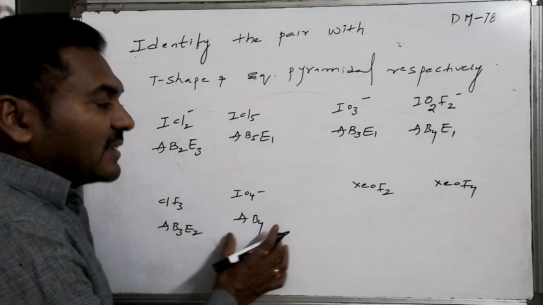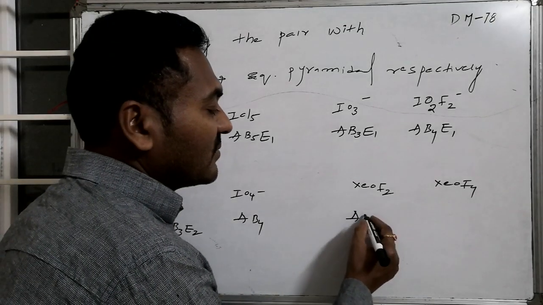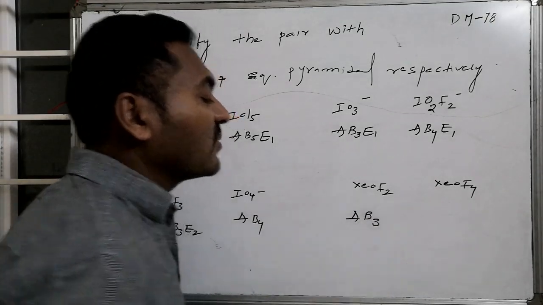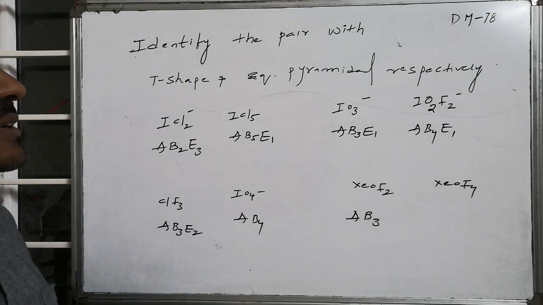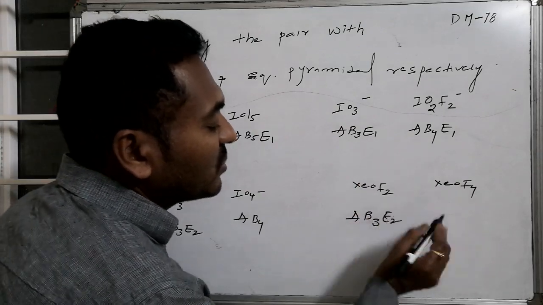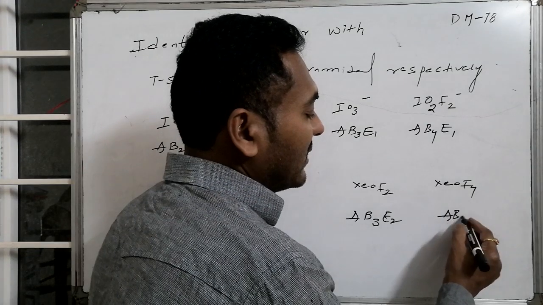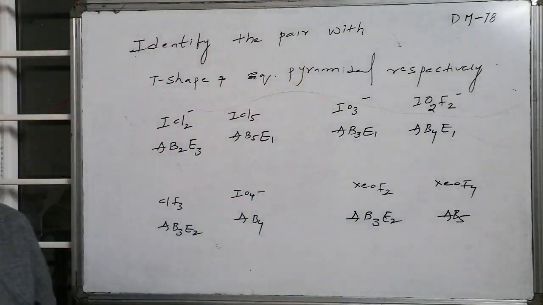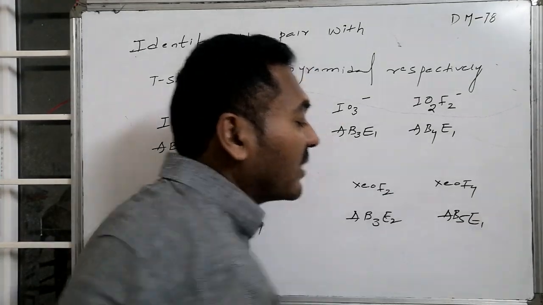We will come to this later. Xenon oxydifluoride belongs to the category of AB3, 4 electrons are consumed over here, so the remaining 4 are present as 2 lone pairs. Xenon oxytetrafluoride is AB5, and with 6 bond pairs the remaining 2 are present as 1 lone pair.